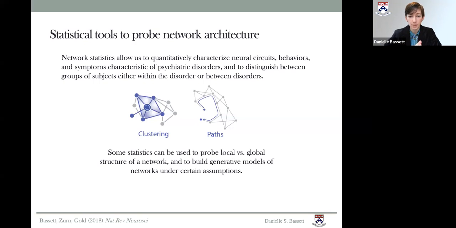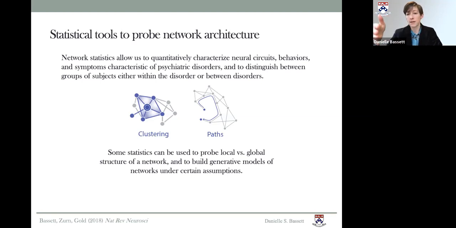So some statistics, including the clustering coefficient and the path length, can be used to probe local structure, like the clustering coefficient probes local structure in the sense that it is assessing the prevalence of these triangles inside of the network, but also global structure.